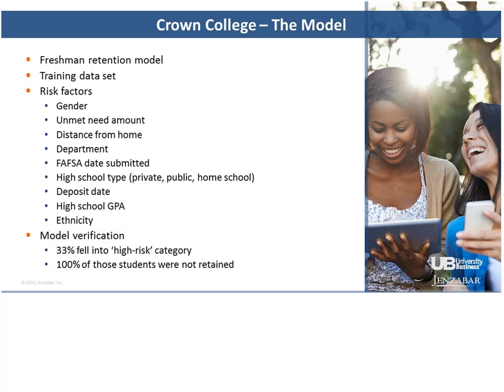Our females obviously retained at a higher rate than our males. Unmet need. Our students with a high need did not retain as well as those with not a high need. Distance from home. This was actually interesting. Our students really close to our campus, I don't know the boundaries off the top of my head, but I do know that the students who lived within a really close distance to the campus actually retained less than students who were in a 100 to 300 mile range. And then also our students who lived a long distance from home retained at a lower rate.